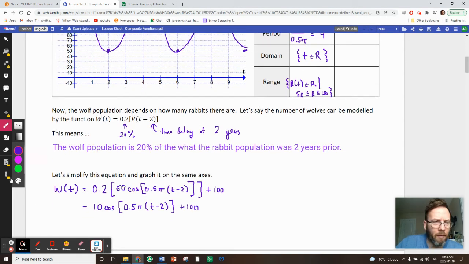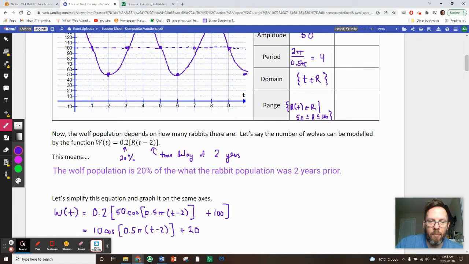Oh, and you know what? You have to forgive me, I just noticed this too. It's 0.2 times the entire rabbit function, which should encapsulate that 100 as well. Because I was thinking in our final one, well, how can the wolf population be fluctuating around 100? It should be fluctuating around 0.2 times 100, which is 20. All right, this makes a lot of sense.